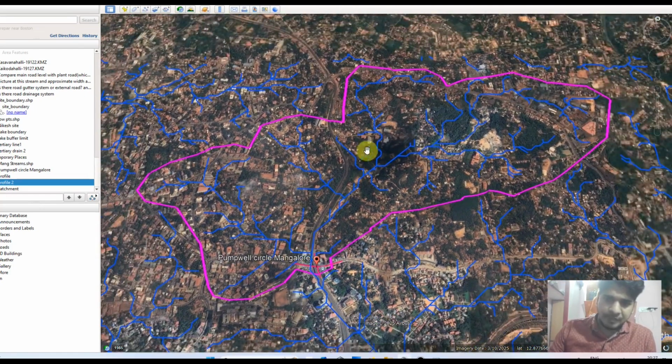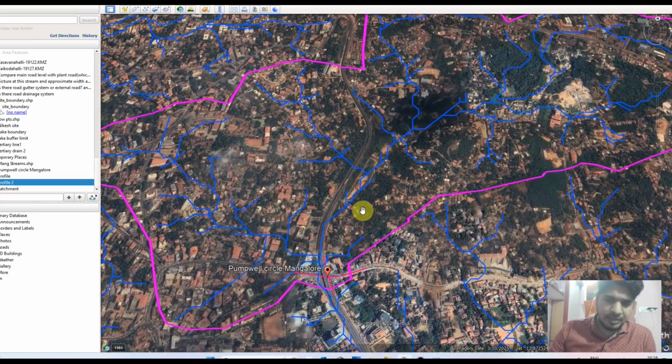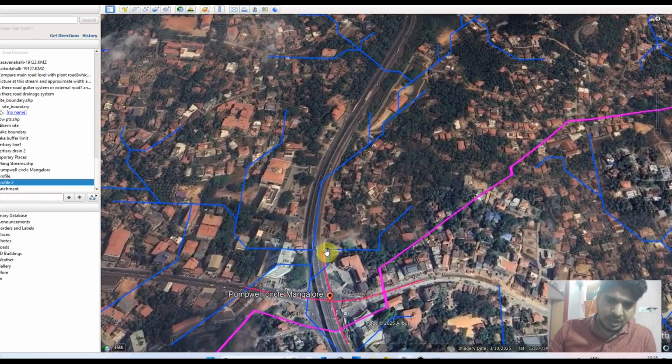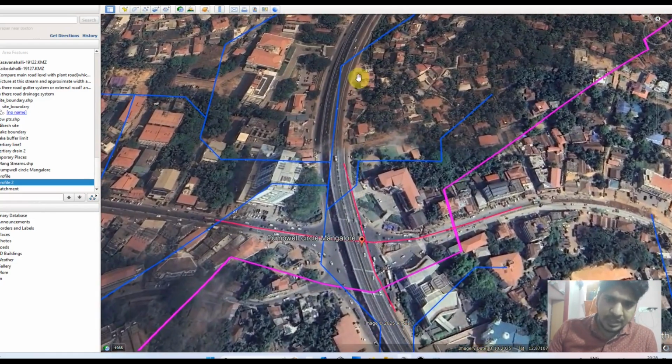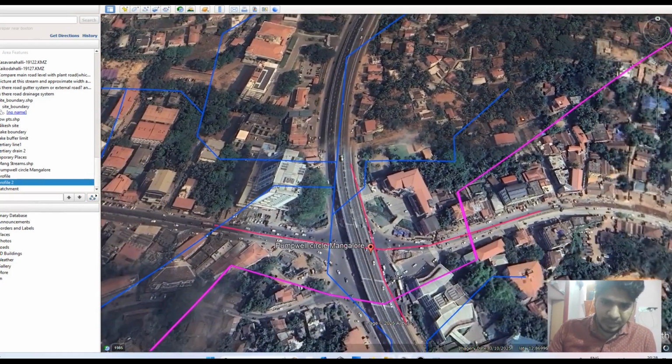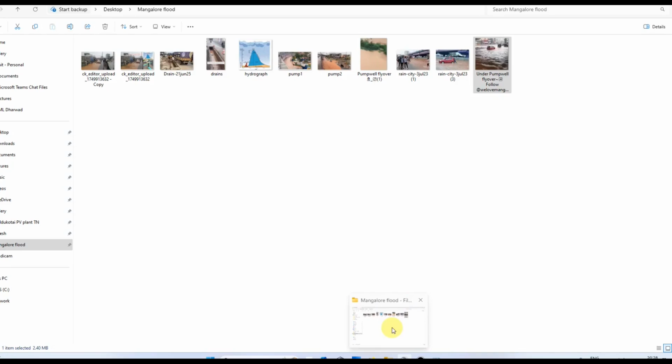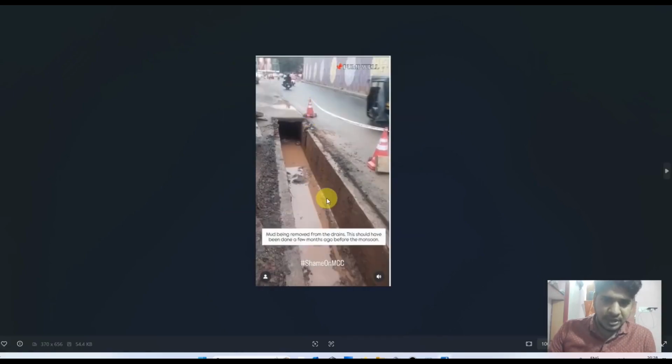The first option, from the initial look, would be increasing the size of the road drain. I have a picture of this road drain. Let me bring that picture to you. This is a roadway side drain. It is very small, and this picture was taken during the dredging work of this channel.